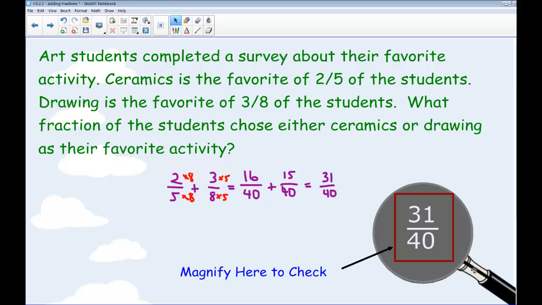So hopefully these examples have helped you recall how to add fractions. Any problems or questions, then feel free to ask in class.